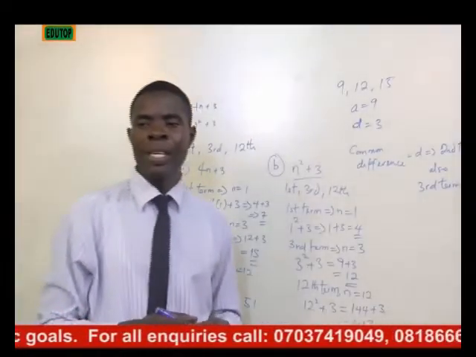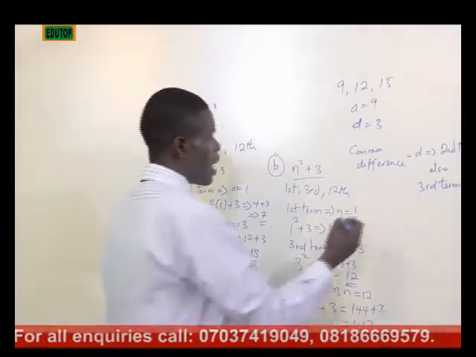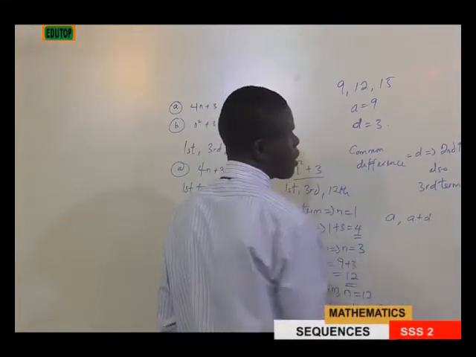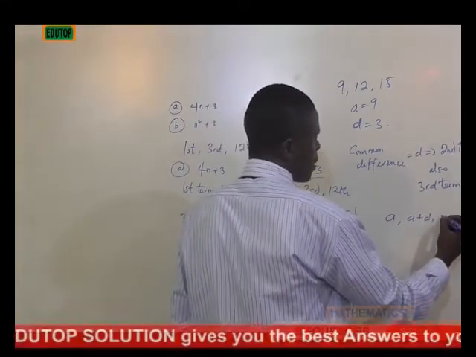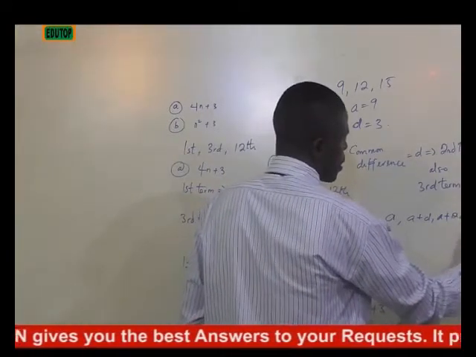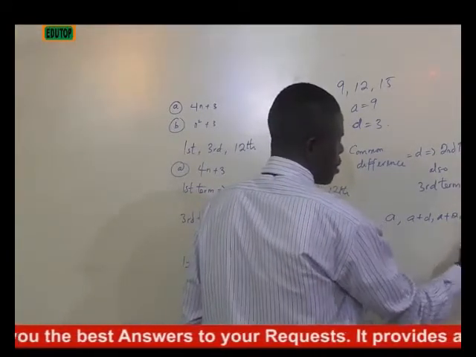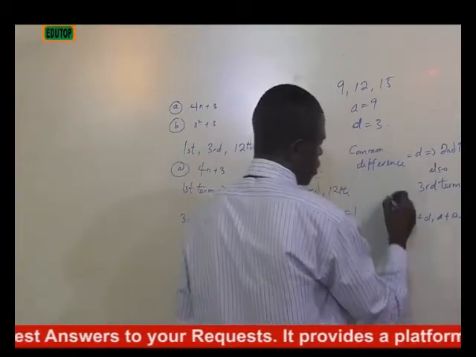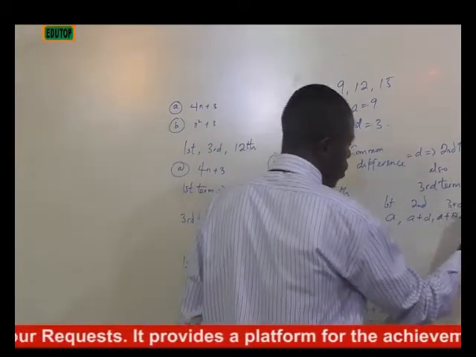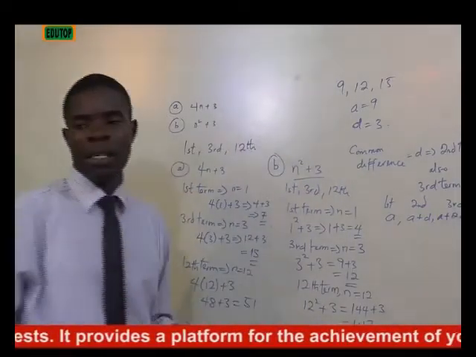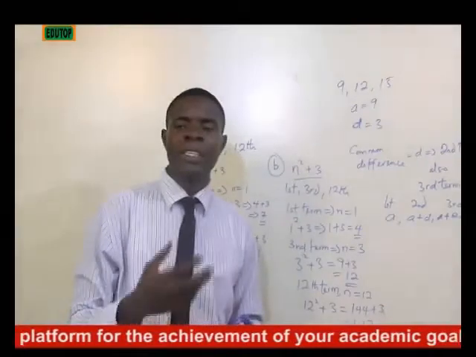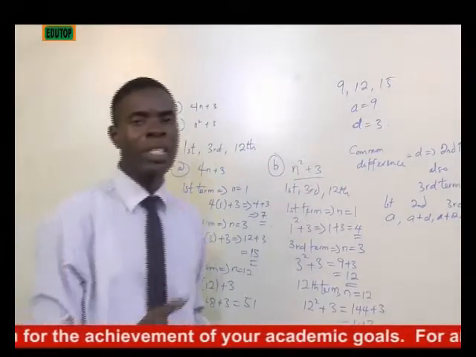The terms in AP are: the first term is A, the second term is A plus D, the third term is A plus 2D. That is the way the trend goes. This is the first term, this is the second term, and this is the third term. That is for AP. The formula for the nth term has been given earlier.